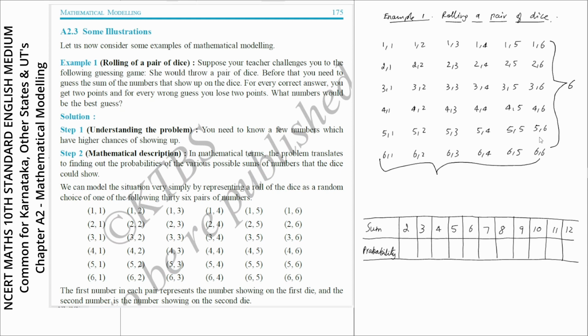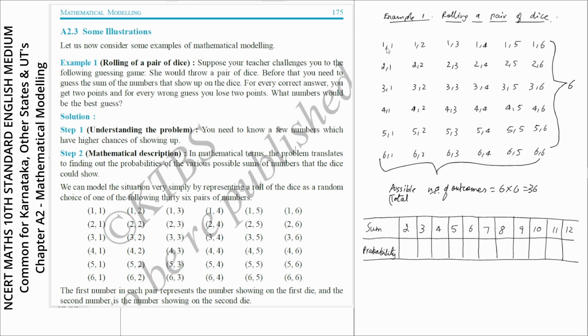Therefore, the total number of possible outcomes is equal to 6 into 6, which is equal to 36. And the sums of the numbers that show up are 2, 3, 4, 5, 6, 7, 8, 9, 10, 11 and 12.